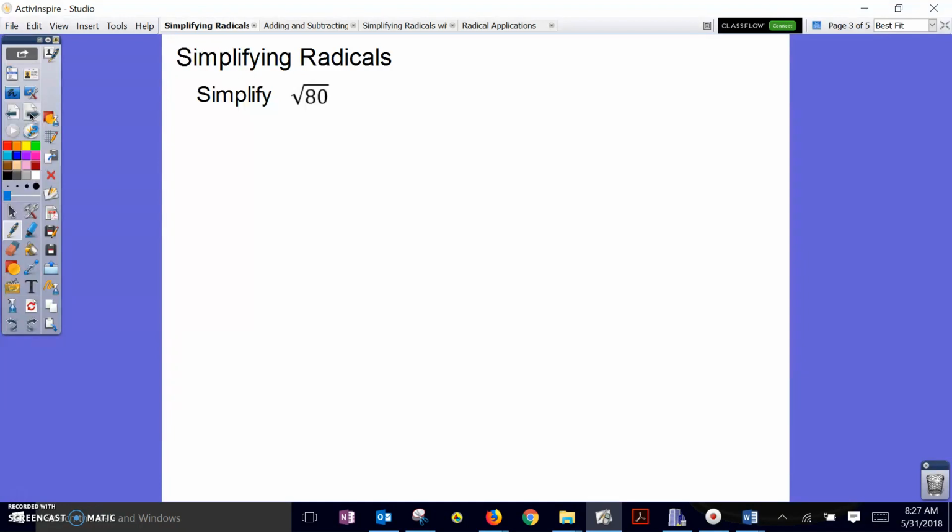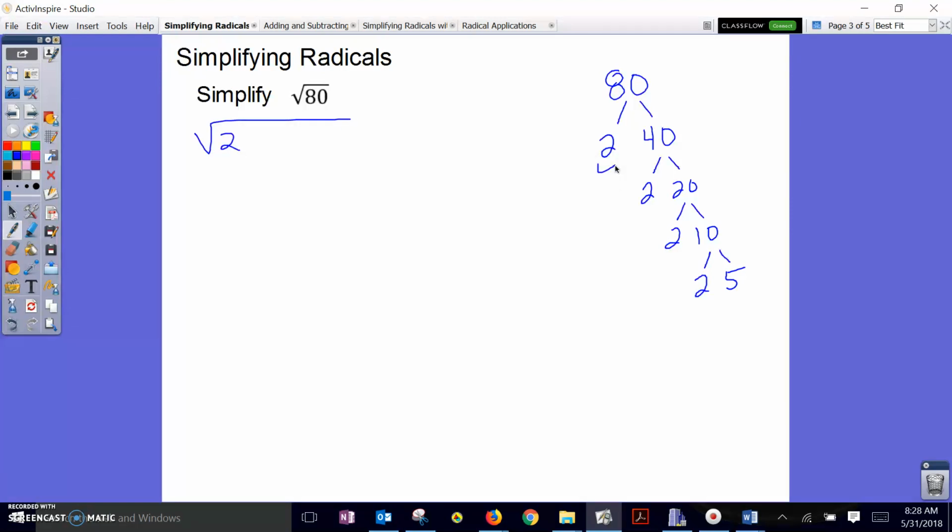All right, simplify the square root of 80. Again, we start with this number and break it down into its prime factorization. 80 is 2 times 40. 40 is 2 times 20. 20 is 2 times 10. 10 is 2 times 5. So we have a 2, and another 2, and another 2, and another 2, and a 5 as our factorization for 80.